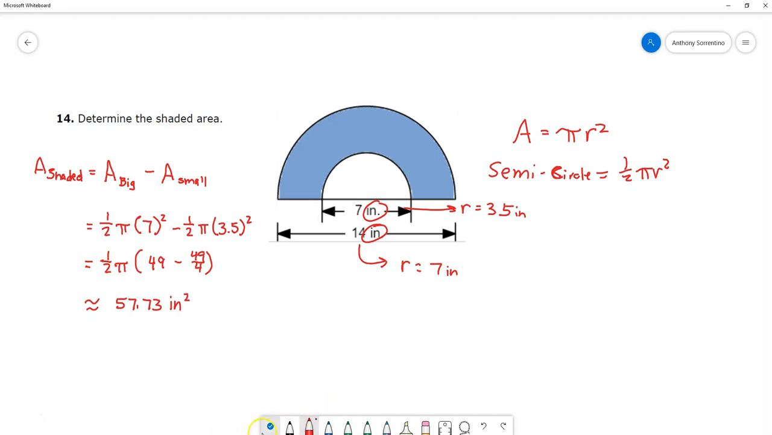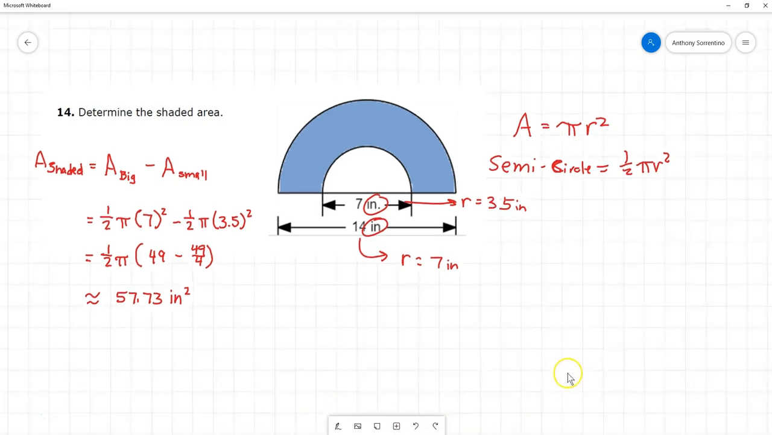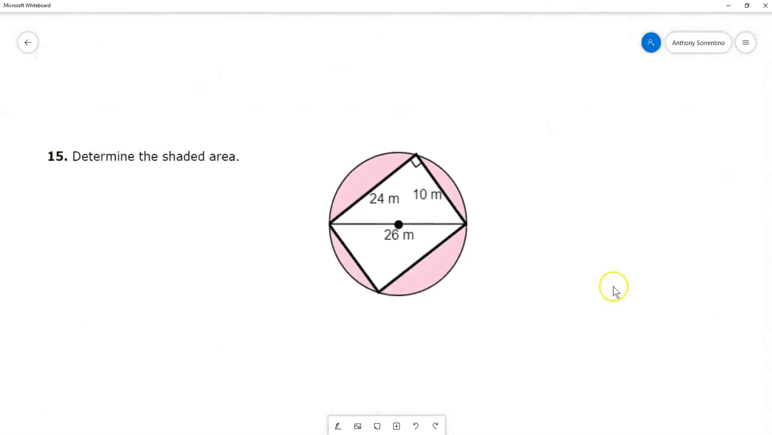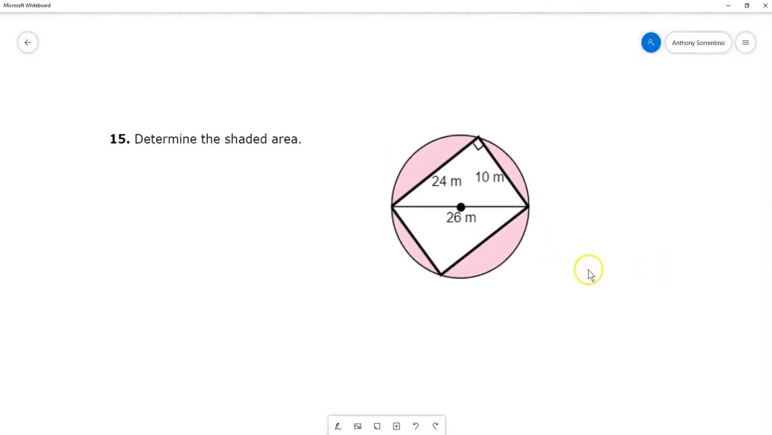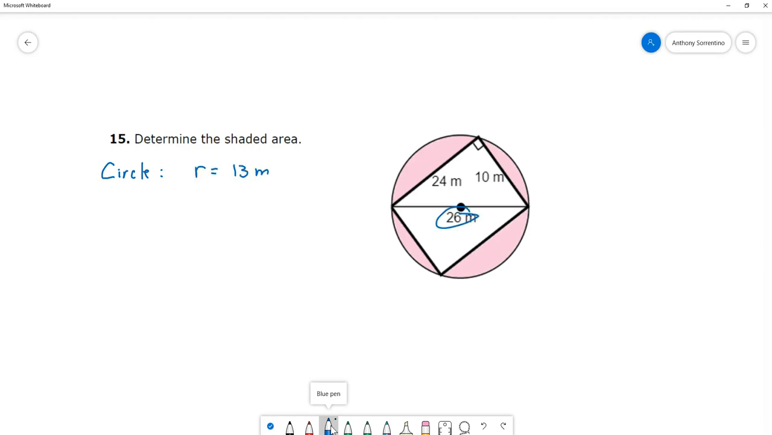For the next one, the same type of premise. I'm looking for the area of a shaded region. I can see that it's like taking the area of the circle and getting rid of the area of the rectangle. So what you're seeing here is I have a circle. The circle has a radius of 13 meters because I can see that it's this diameter.